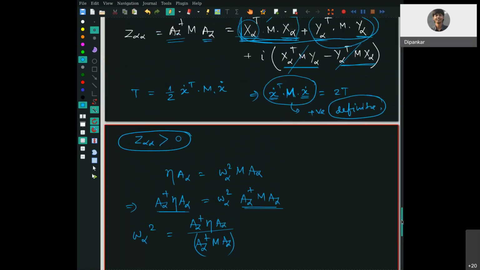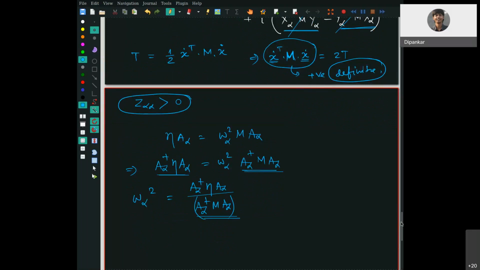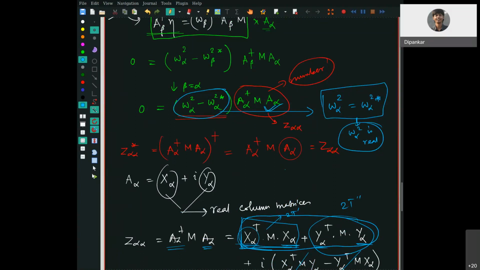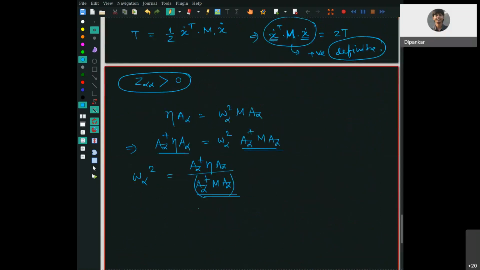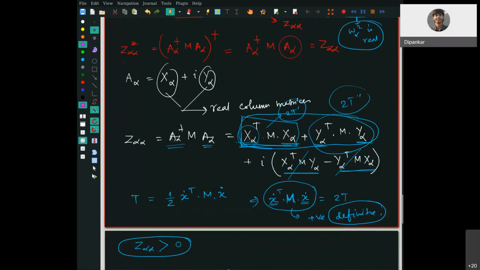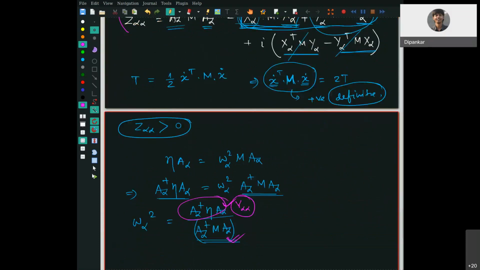Notice that this a alpha dagger M a alpha, I have already said, is positive definite. It is precisely the same thing, this is my z alpha alpha. What I used to prove that is that M is a symmetric matrix and the kinetic energy is positive definite. Now eta is also a symmetric matrix, and if you take the potential at the equilibrium point to be 0, then any deviation from that will give you a positive potential. I am not going into the details, but by the same token this quantity can also be shown to be positive definite. You can just call it y alpha alpha and proceed in the same way as I did here, and convince yourself that it is positive definite also.